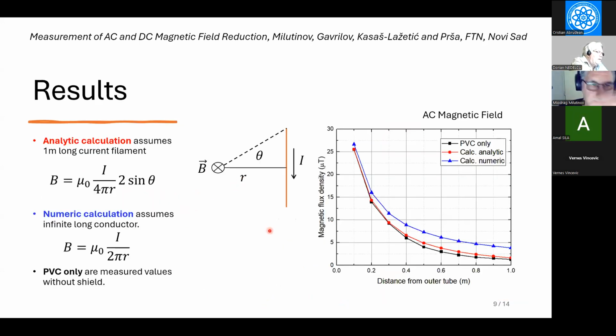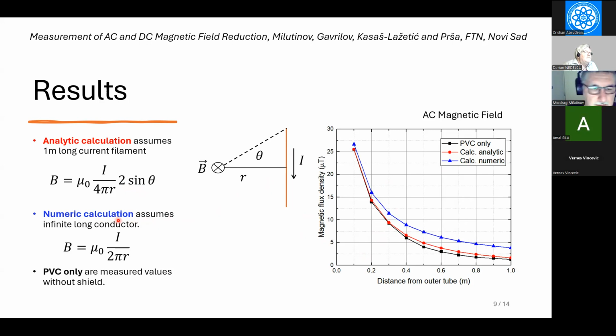Okay, here you can see the first results. The red line on that diagram represents analytical calculations derived from the Biot-Savart law, taking into account the finite length of our wire. The black one is the measured results, which is well aligned with the analytical calculations that we expected, of course.